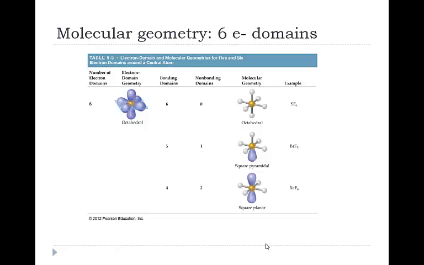The molecular geometry when we have six electron domains, we have three possibilities. If we have six of them all bonding, then the geometry is octahedral. If we have five bonding domains and one lone pair, it is square pyramidal. And if we have four bonds and two lone pairs, then it is square planar.